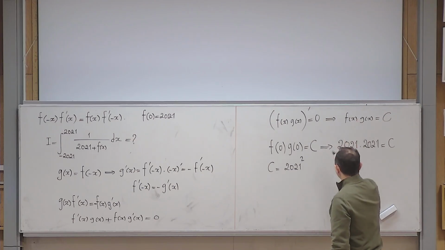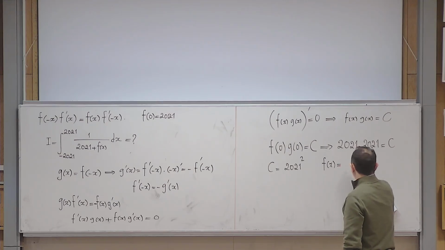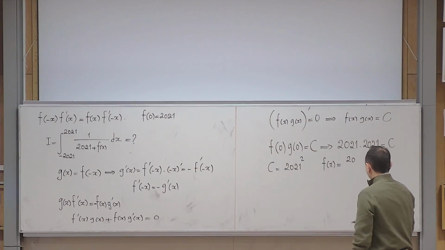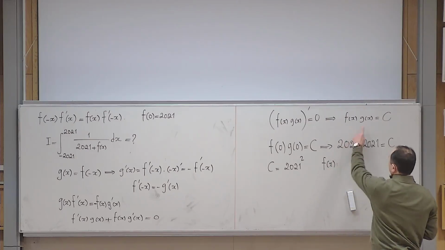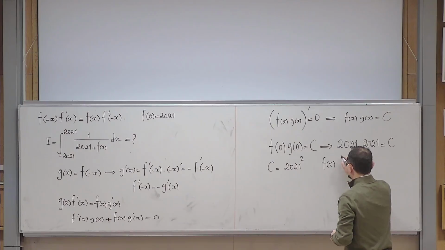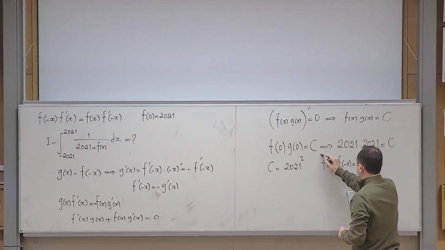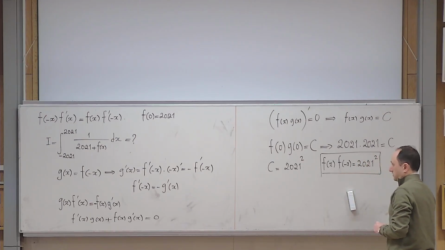So this means that the function f of x... okay, let me write it like this. I have f of x multiplied by g of x, which is f of minus x, is equal to this number, 2021 squared. Okay, so this is the relation that I get.